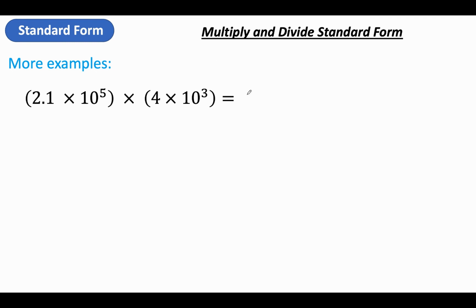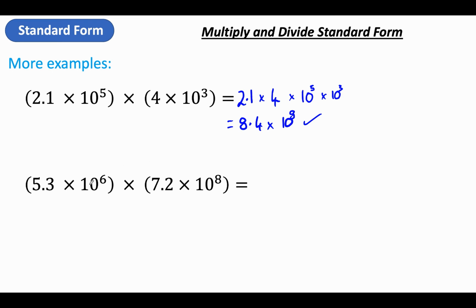I'm going to do what I'd expect you to do first of all, which is 2.1 times by the 4. So we're going to multiply the two decimal parts together. And then we're going to do 10 to the power of 5 times by 10 to the power of 3. We're going to multiply those bits together. So 2.1 times by 4 is 8.4 times by, and because we're multiplying, we're going to add the 2 powers of 10, so 10 to the power of 8. Is it in standard form, 8.4? Yes, it is. Brilliant. Okay, next one.